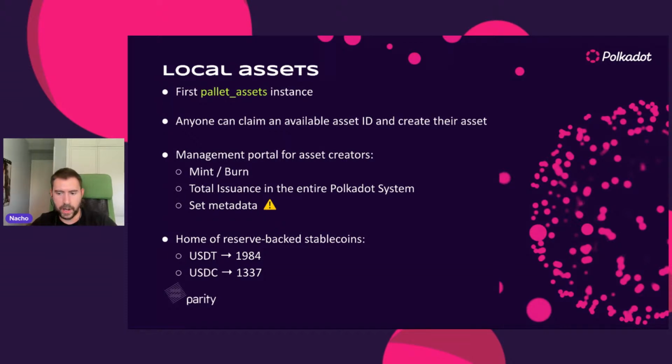There is a warning sign there because this is very important to understand: any signed origin can create assets with arbitrary asset IDs. Then someone could try to create a fake, for example, USDT or USDC. So users need to do due diligence to make sure that the asset they really want to transfer is the legit one. Right now, Asset Hub is home of these two reserve-backed stablecoins, USDT with ID 1984 and USDC with ID 1337.